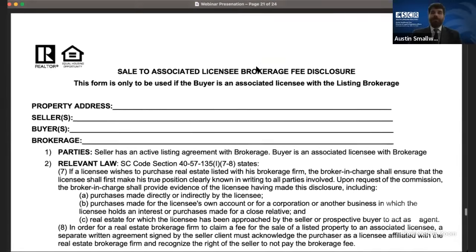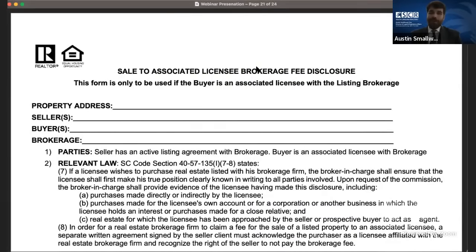All right. So now we're getting to the new forms. These are the forms that you've never seen before. These are not currently in our library, but will be live on September 12th. So the first is the sale to the associated licensee brokerage fee disclosure. This is something that's actually required by license law. It has been in the license law since the change in January of 2017. And it's also something from case law that even dates back to the late 90s.